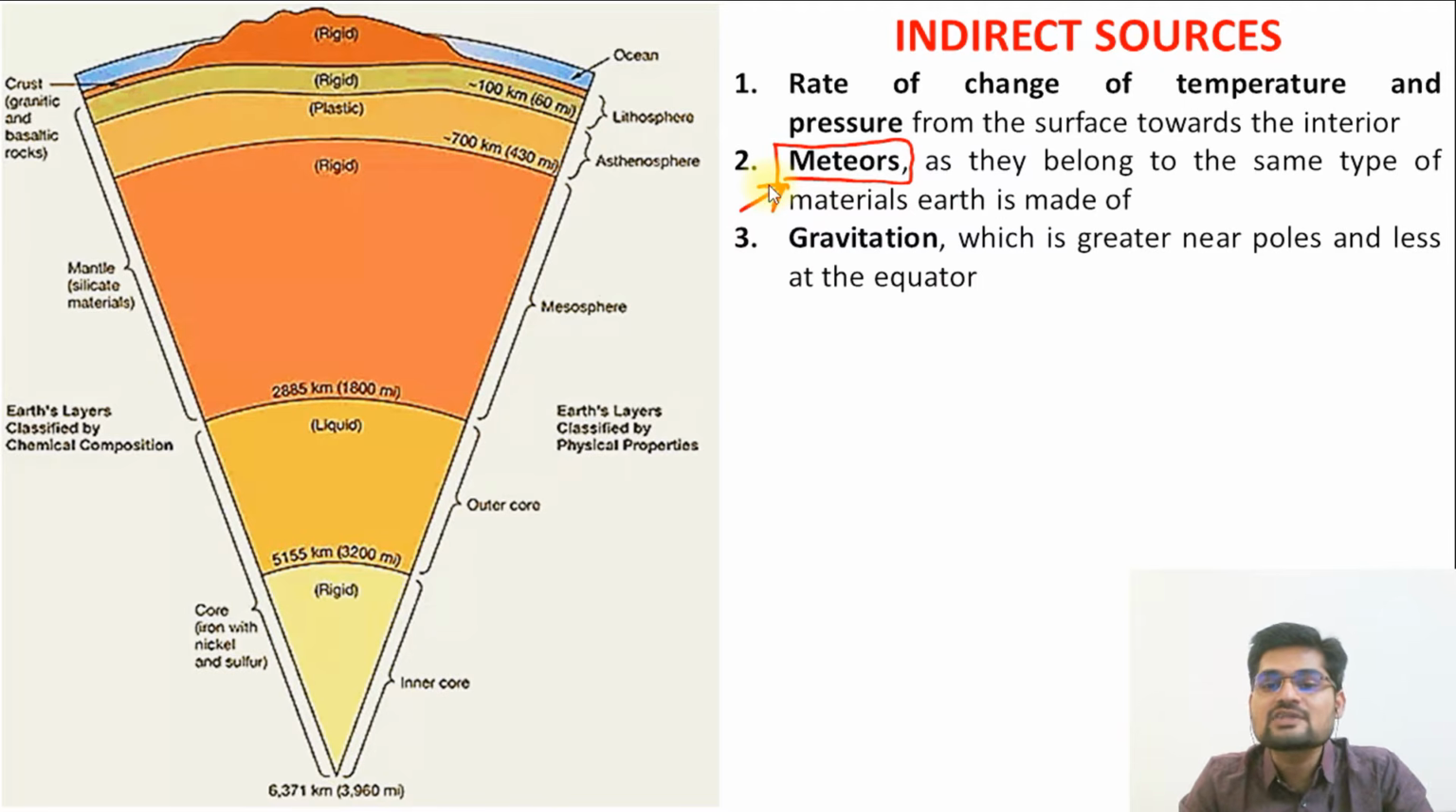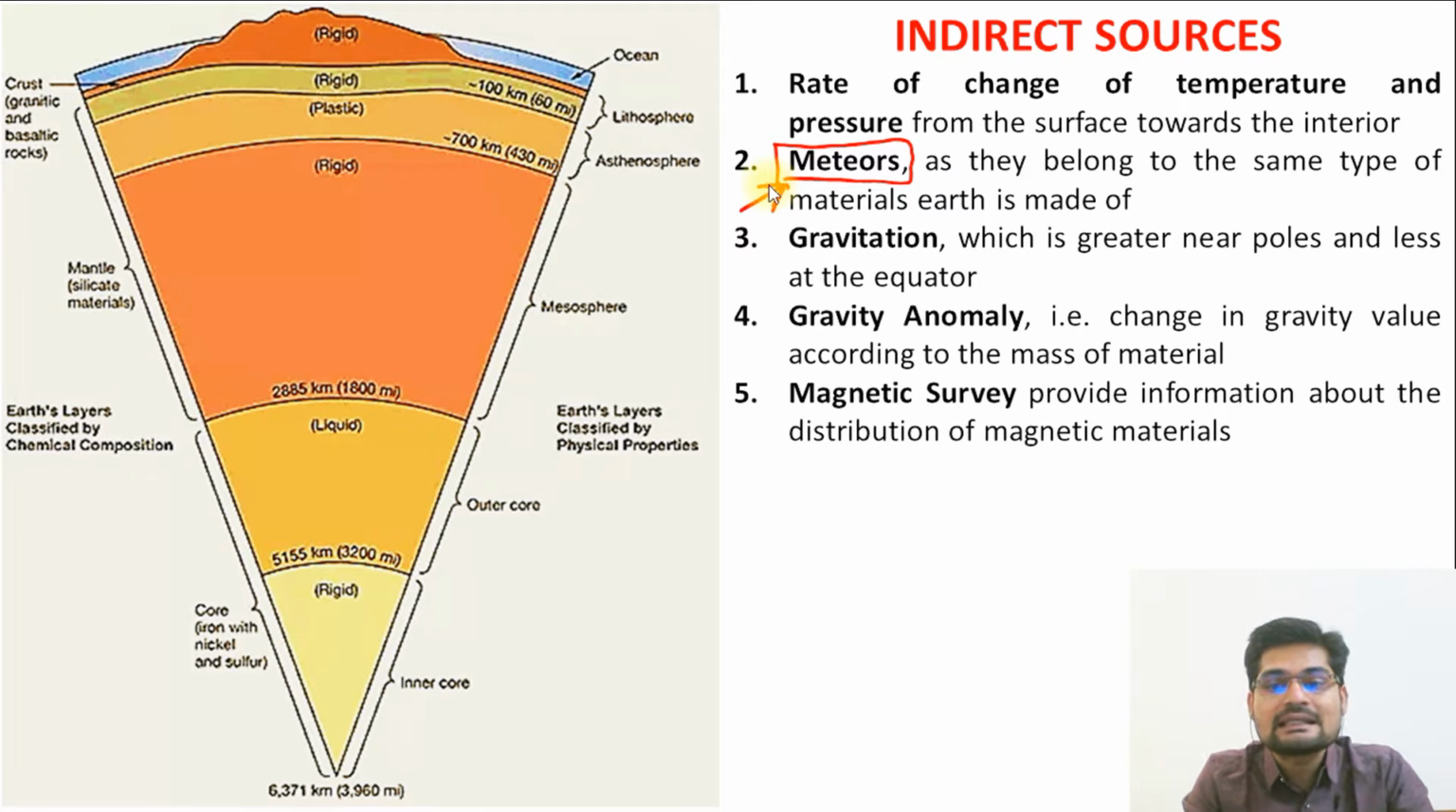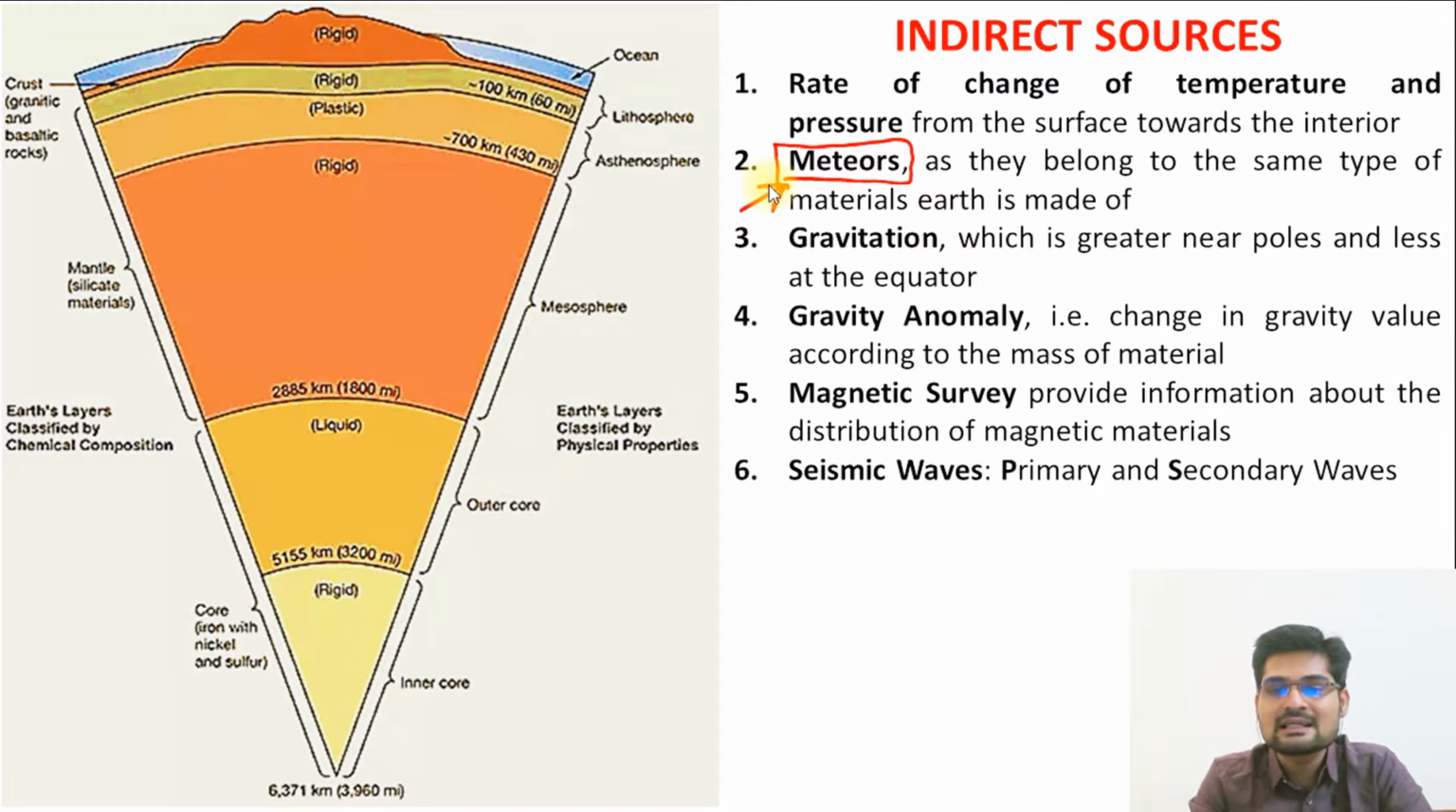Then gravitational studies. So the gravitational anomalies across the latitudes, right from the equator to the pole. That is another indirect source. Apart from that, gravitational anomalies. There is a change of gravity effect because of the mass of the material, the quality of the material of which it is made. So that is another important source. Then we have magnetic surveys that provide information about the distribution of these magnetic materials. Then we have the seismic waves, that is the primary and secondary waves.